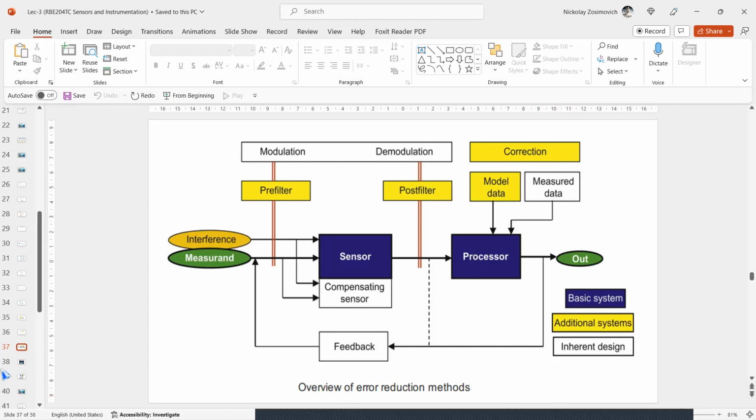In this scheme, the basic signal flow is shown in dark color. The performance of a non-compensated sensor can be improved by adding error-reducing systems, for instance, filters, modulators, and correction circuitry.